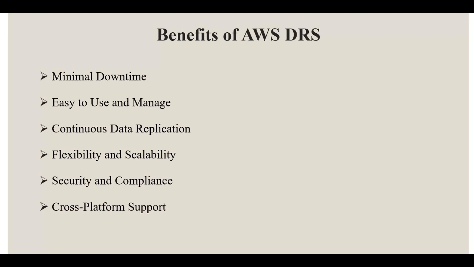The next is cross-platform support. It supports on-premises, VMware, and cloud workloads. So it supports a wide range of environments, whether your workloads are on physical servers, virtual machines, or even other cloud providers. And also it's a seamless integration. It integrates with your existing infrastructure and minimizes disruptions during the implementation. So these are all the benefits of AWS DRS.